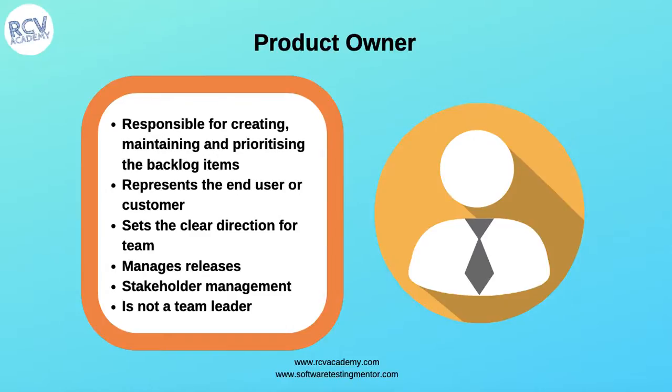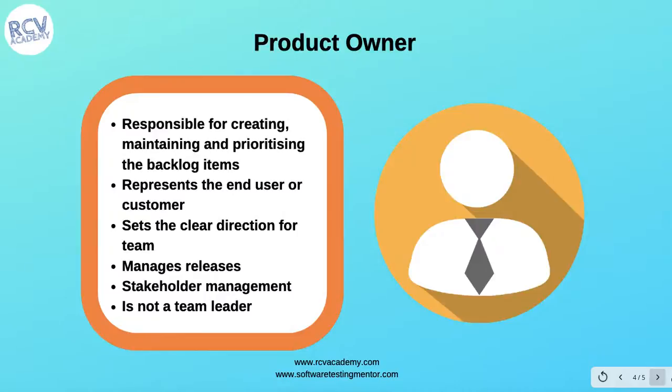Then the product owner also manages the releases. So depending on what direction he has set and what the priority of the product delivery is, he manages the product release, or the releases that need to happen in the market or for the customer. Then he's also the key person for stakeholder management. So he manages all the business people and other business stakeholders for the whole product development lifecycle. And the product owner should not be mistaken as a team leader. So the product owner is not a team leader, as it used to be in other development approaches.